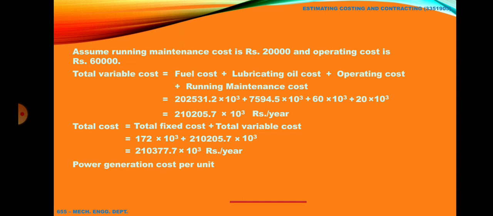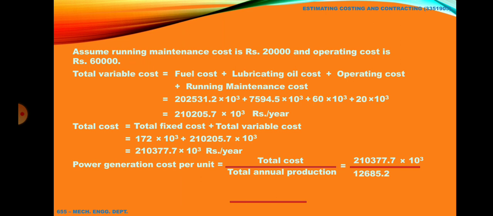Now, power generation cost per unit equals total cost divided by total annual production. So total cost we have is 210,377.7 into 10 raised to 3 rupees, divided by annual power production, which we have as 12,685.2 into 10 raised to 3. So it is equal to 16.61 rupees per kilowatt hour.